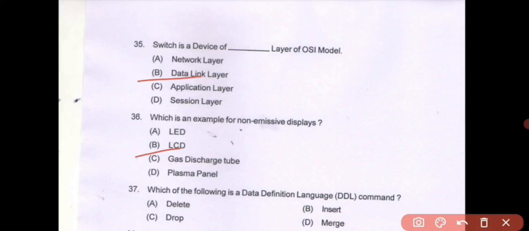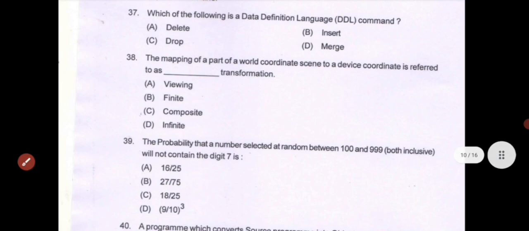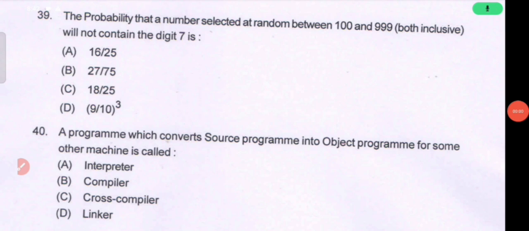37. Which of the following is a data definition language, DDL command? Drop. Option C, drop. The mapping of a part of a world coordinates into a device coordinate is referred to as dash transformation. Option A, viewing.